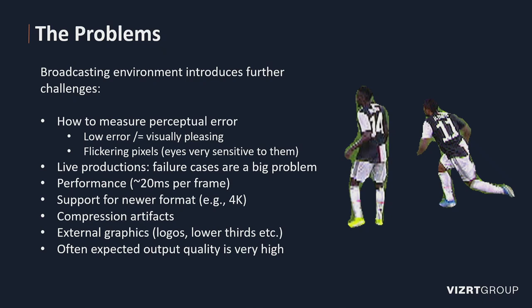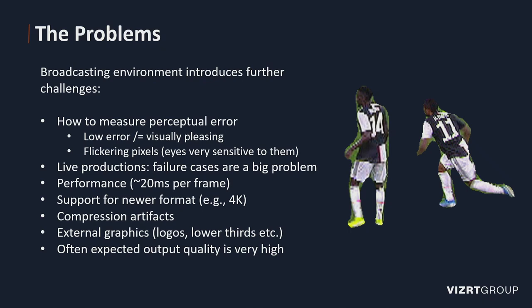And as Fabrizio mentioned, we also do solutions for live productions. As you can imagine, any failure case is a big problem, because we're quite often at the very end of the production pipeline. If we mess up graphics, like putting them in completely the wrong place, or completely mess up the keying, that's what the viewer will see at home. There's no time to correct that, because sometimes the delay from our software until it's broadcast is less than a second. So it really needs to work in real time without failures. The real-time requirement also gives us additional performance requirements. Depending on the frame rate, you have to process the frames in 20 milliseconds or sometimes even less. We also have to support all the different broadcast formats, including newer formats like 4K and HDR. So it needs to work on all these different formats.